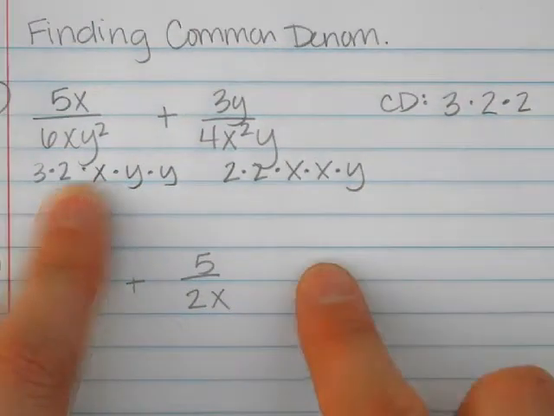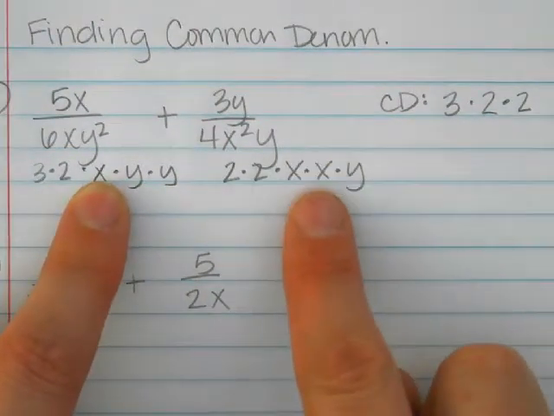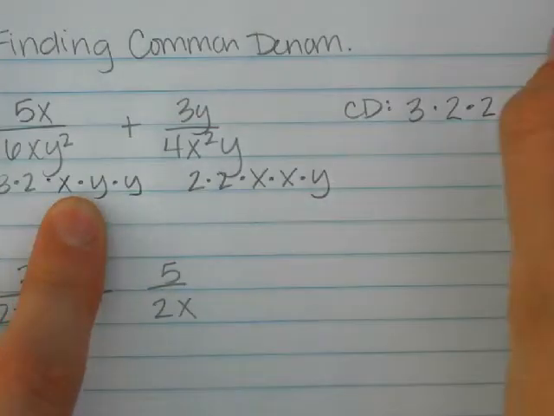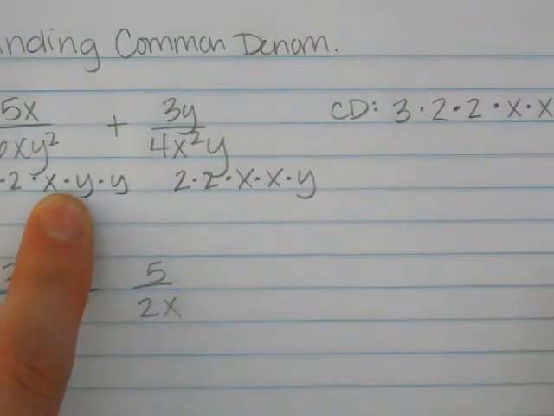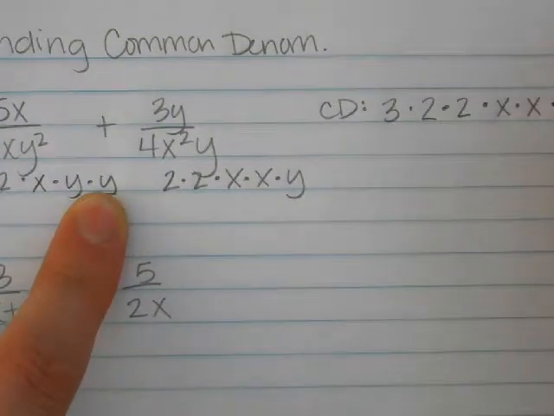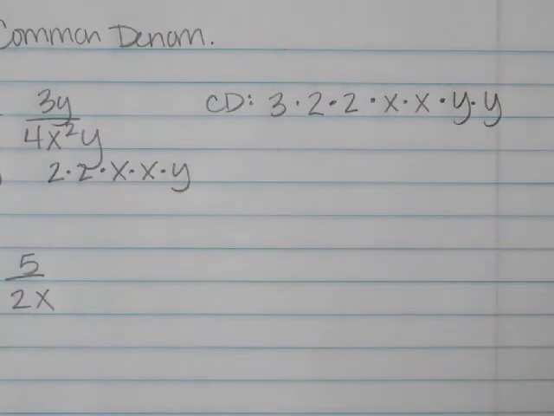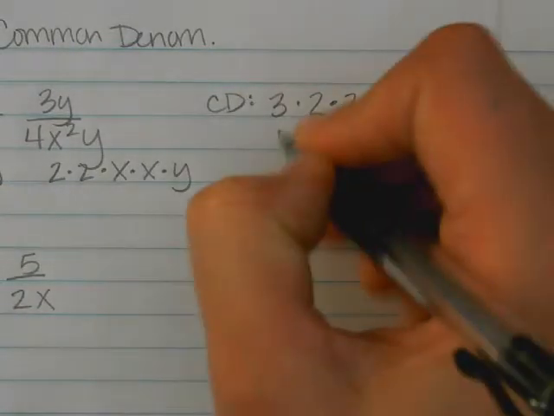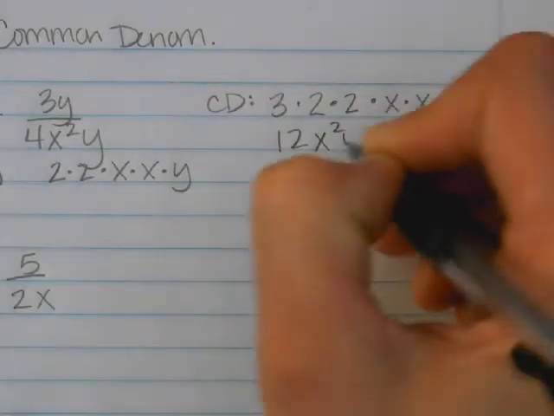All right, how many x's do we need? 2, because this one had 2, that one only had 1. So we need 2 of them. And 2 y's. Yeah, this one had 2 y's, the other one only had 1. Lots of pairs in this problem. So the 3 is by itself. 3 times 2 times 2 times x times x times y times y. 12x squared y squared.